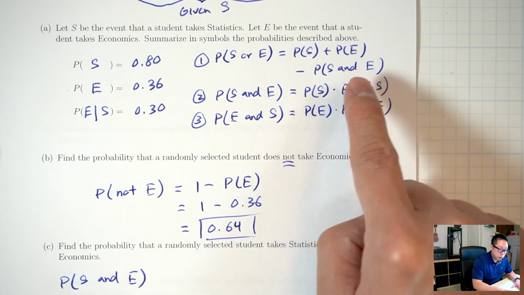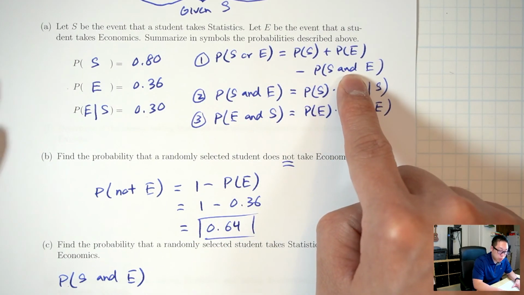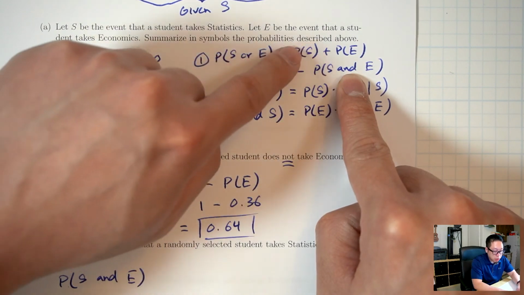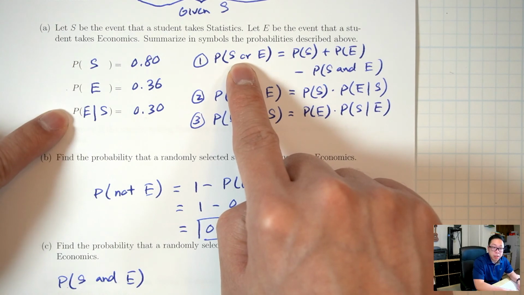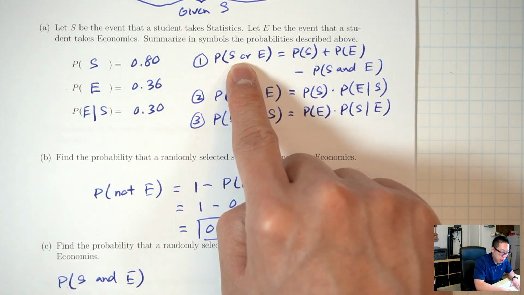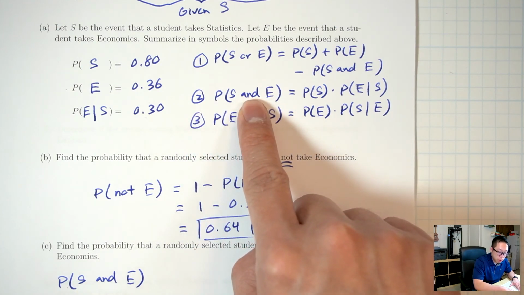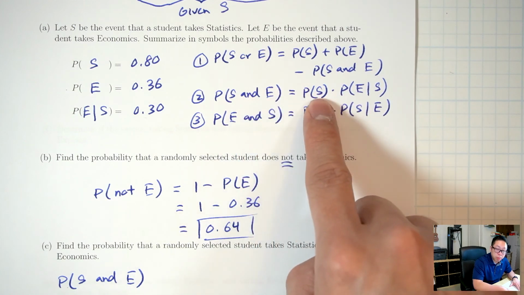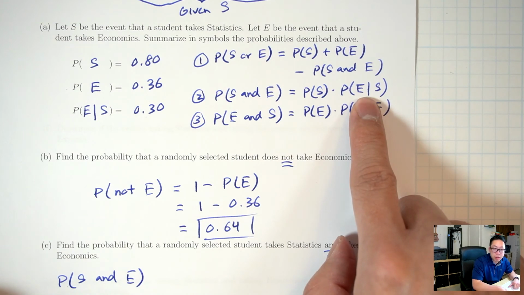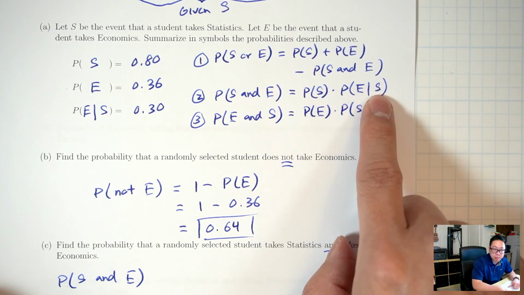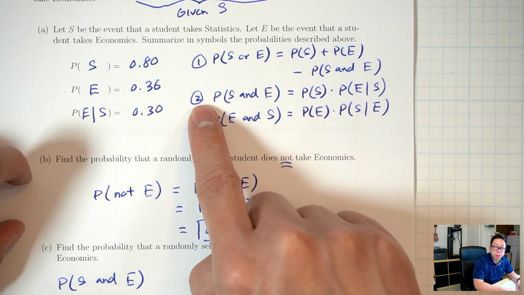Remember, in order to use an equation, right, you have to know everything else. So in equation 1, I'm looking for S and E. In order for equation 1 to be useful, I need to know the other three things. So do I know S or E? I don't. Okay, so I can't use equation 1. What about equation 2? So I'm looking for S and E, which means I should know the other two things. Do I know P of S? Yes. Do I know P of E given S? Yes. Okay, so I do know the other two things, which means equation 2 is going to be useful.